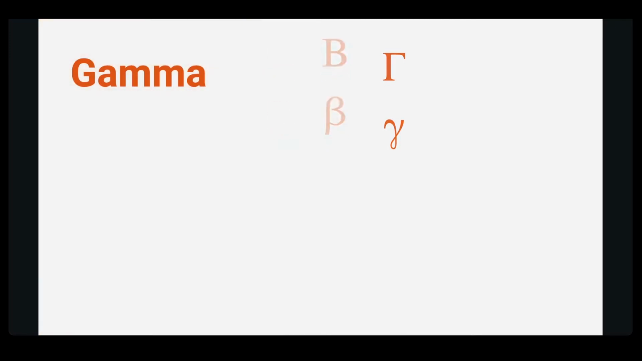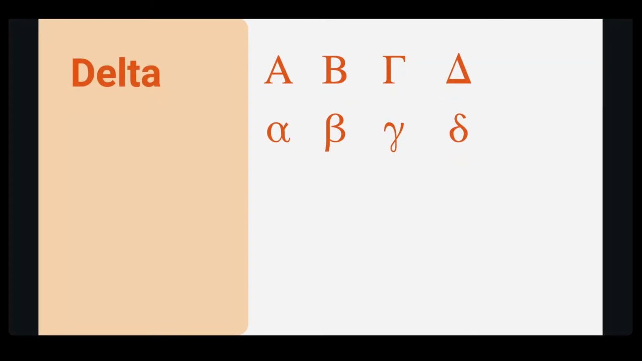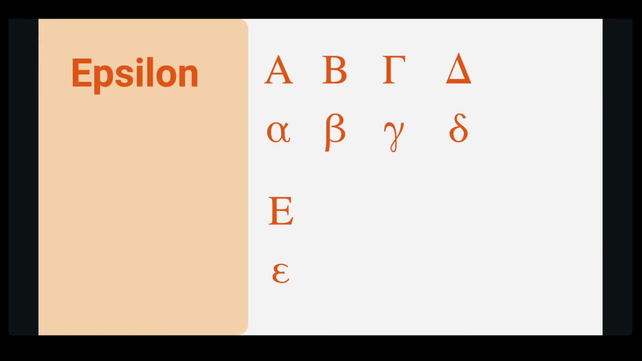Okay, so the first letter that we learned was alpha, which typically makes an ah sound, followed by beta, which makes a b sound, like in boy. Gamma, which makes a g sound. Delta, which makes a d, like in dog. Epsilon, which is a soft e, typically, like in the word every.